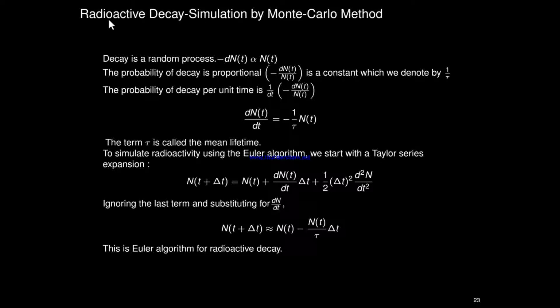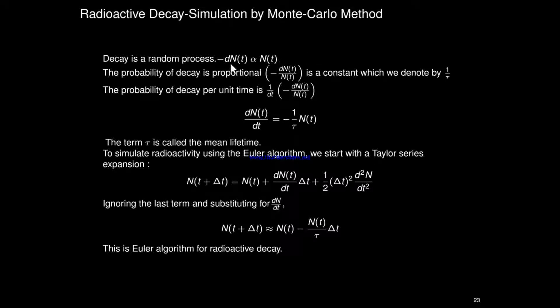Suppose there are a large number of nuclei at some particular time, so we say it is N at t. Then decay is random, and this random process will be proportional to the number of nuclei. If the number of nuclei at any instant is very large, there is a large probability of decay. Here we have shown this as minus because as time goes on, the number will be gradually decreasing. Therefore, this change will be negative.